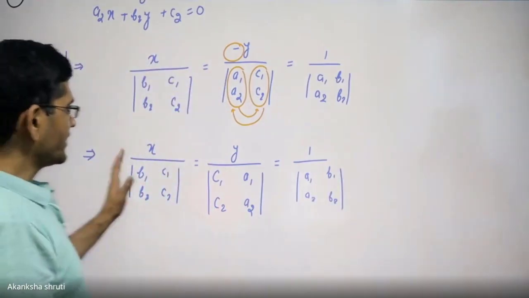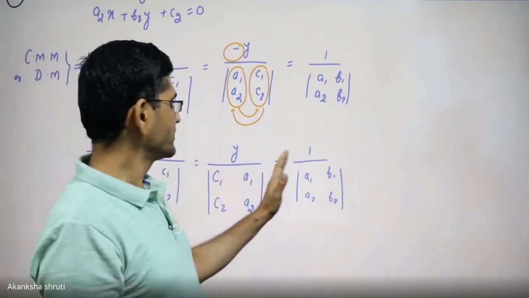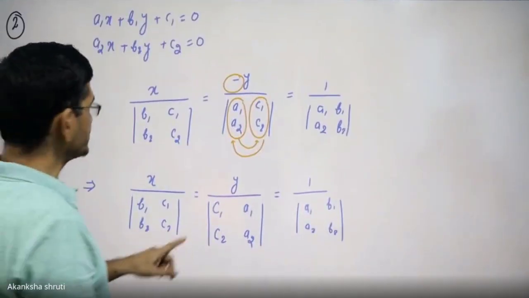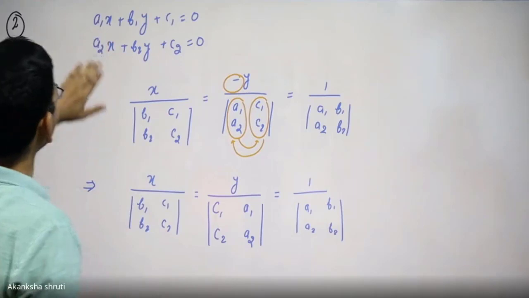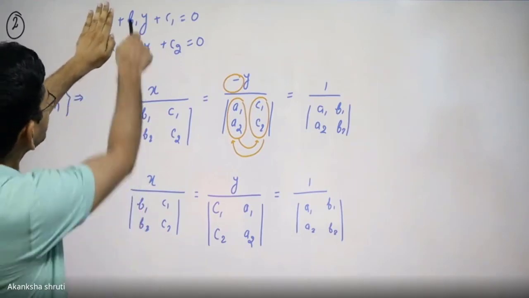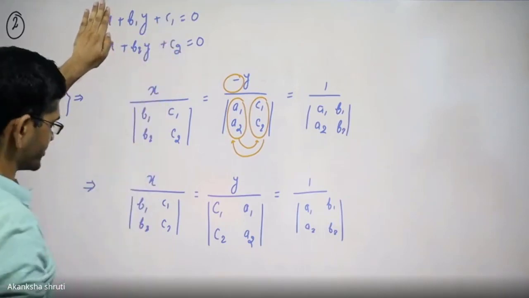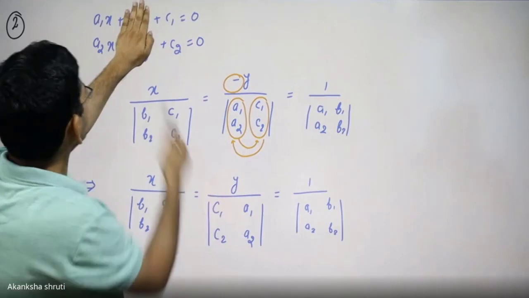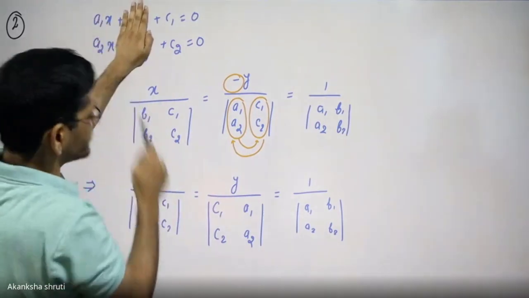This way, if x, y both are positive, then keep in mind, how is this arrangement? For determining x, hide it, write these coefficients as it is. If you are writing this y as positive, then do not write A1, A2 now.